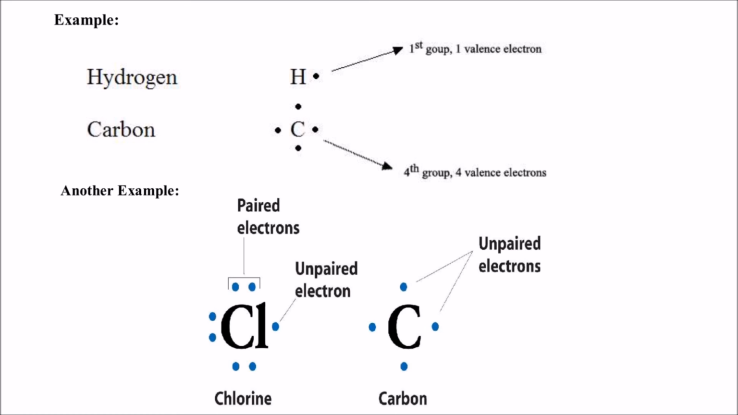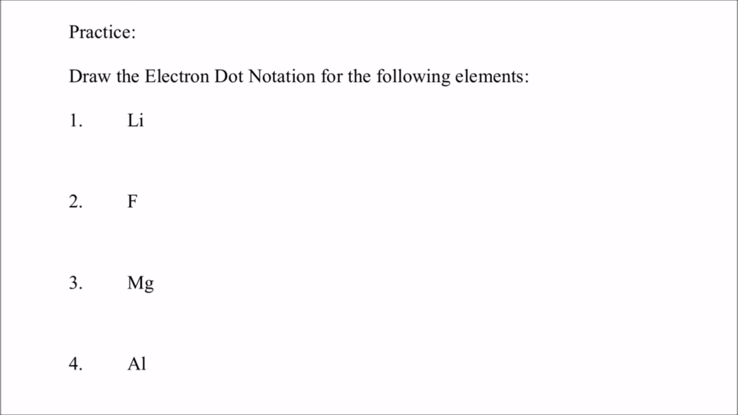There are different types of electrons. When they're paired up like this, they're called pair electrons. When they are alone by themselves, they're called unpaired electrons or lone pair electrons. Okay, so here we have unpaired electrons or lone pair electrons. Alright, so let's try and do the electron dot notation for these elements here. Alright, we've got lithium. How many valence electrons does lithium have? 1. So we would put 1 valence electron there. Okay, how many does fluorine have?